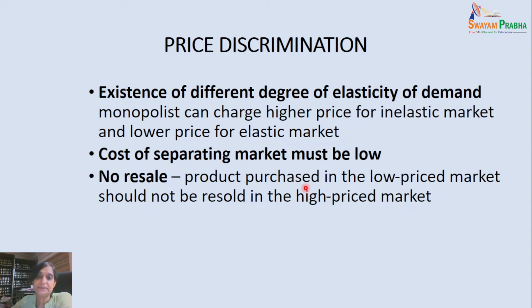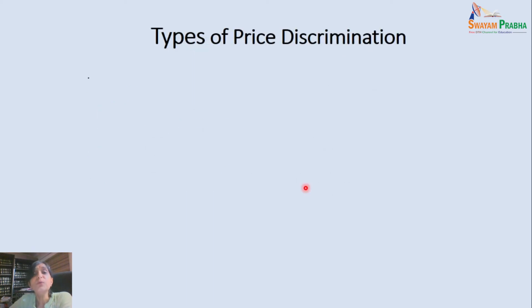So prices get discriminated because the seller knows that there is a way of separating this market based on the elasticity of demand, and they know the cost of separating this market is low, as well as the product cannot be resold by being bought in the low price market and being sold in the high price market. Okay, now what are the various types of price discrimination?